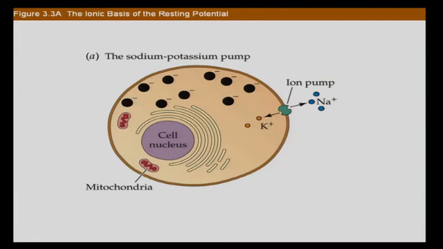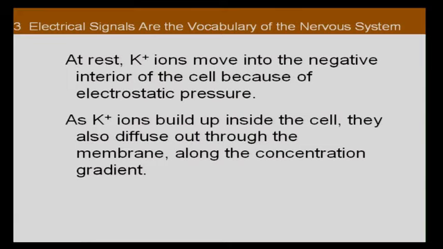You're going to go in. Why am I going to go in? Because it's negatively charged, and that's exactly what happens. So at rest, potassium ions move in to the negative interior of the cell because of electrostatic pressure that we talked about. And as potassium ions build up inside the cell, they also diffuse out through the membrane along the concentration gradient. So they go in, and then maybe there's too many that go in because they all got attracted, and then they go back out, and they just come to what's called an equilibrium.